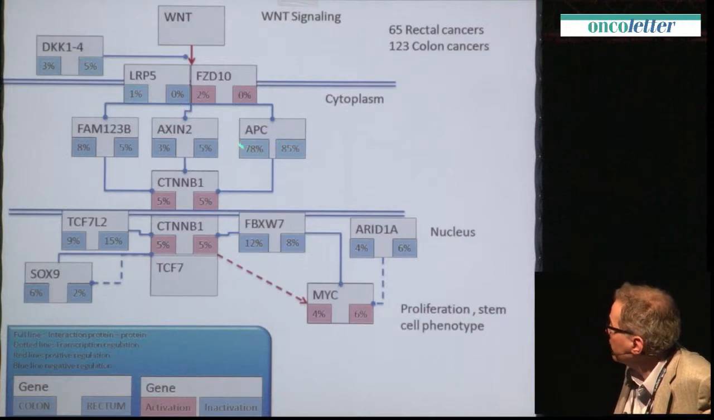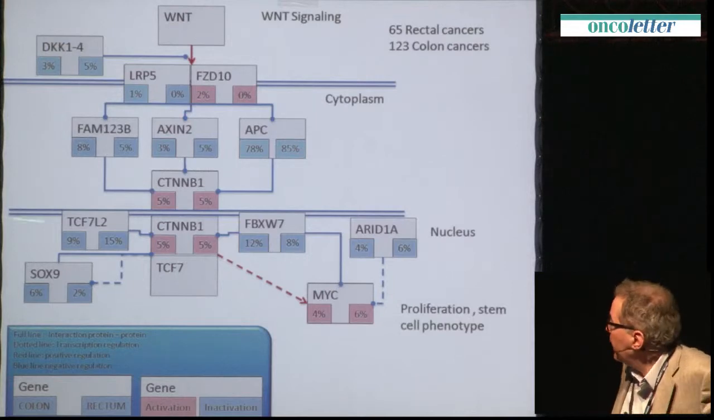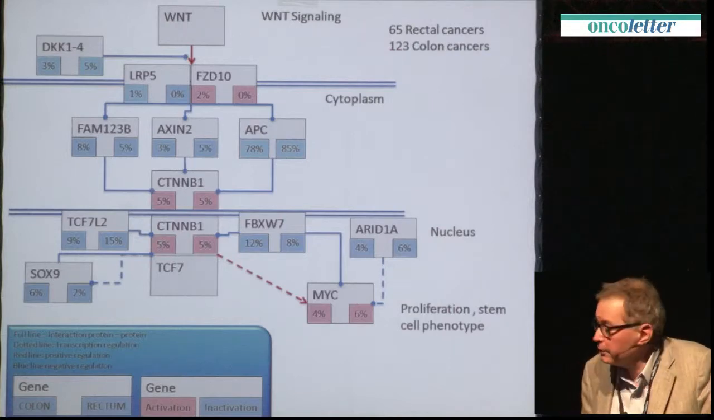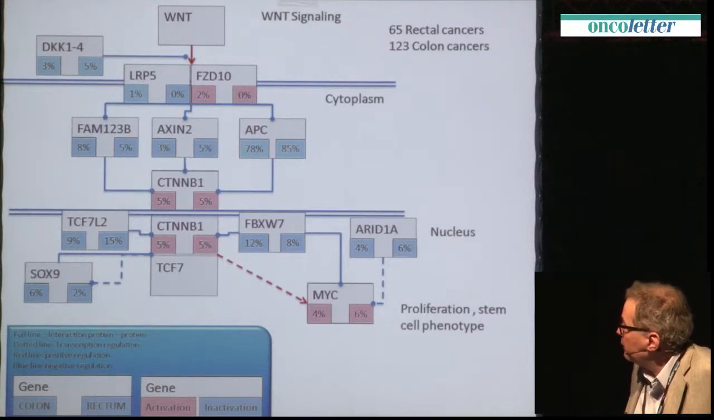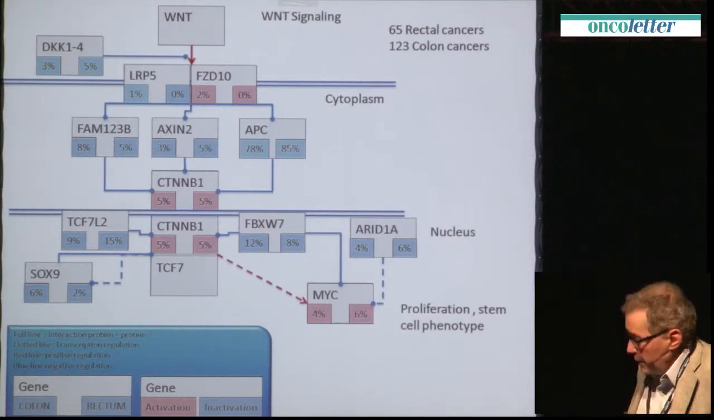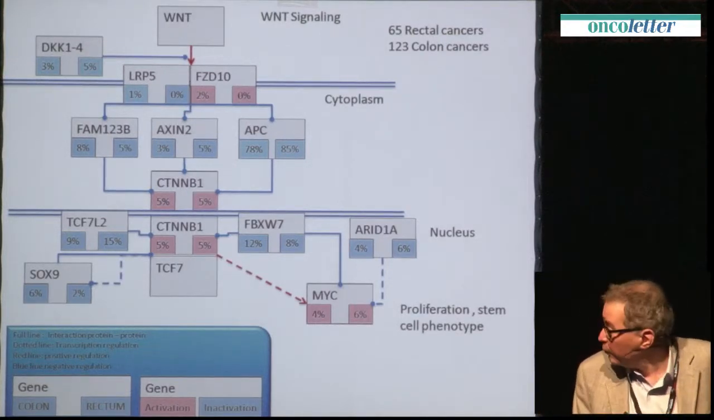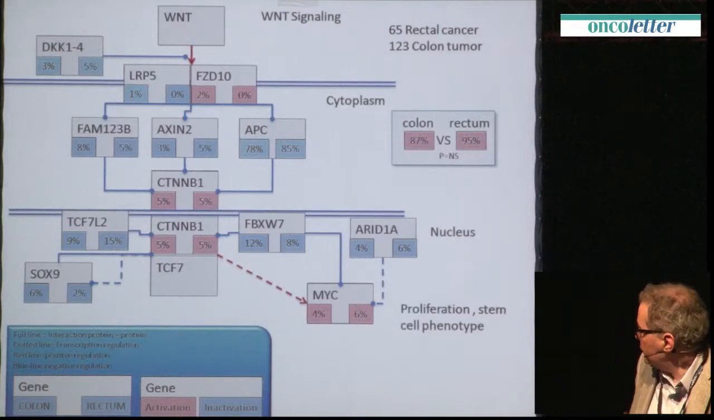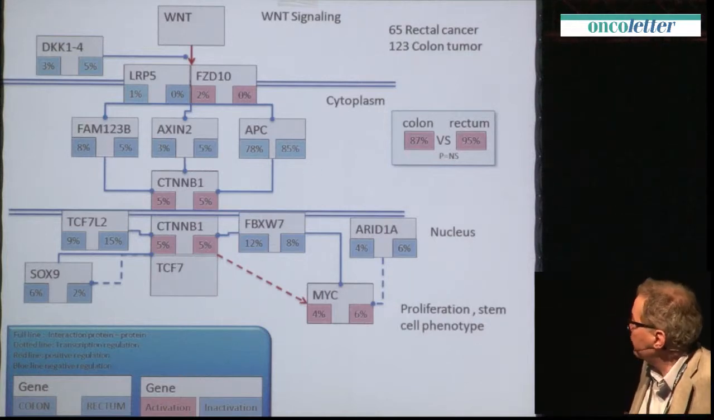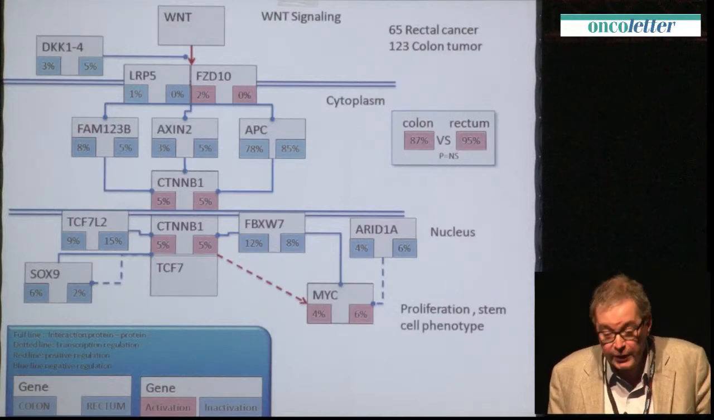What you can observe, for example, for APC, is 70% of mutated tumors in colon, and 85% of the rectal tumors have APC mutation. For beta-catenin, you have 5% in both cases of activating mutation. Now, if you integrate all this data in terms of pathway, what you observe is an activation of the Wnt signaling pathway in 87% of the cases in colon cancer and 95% in the rectal tumors. So there is no significant difference in terms of activation of this pathway in terms of mutation.